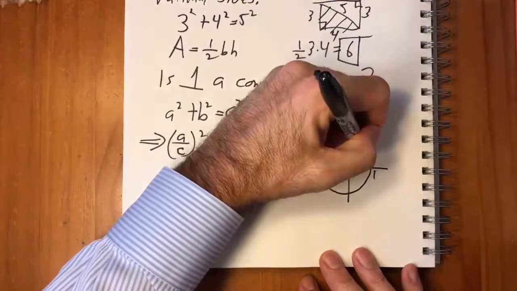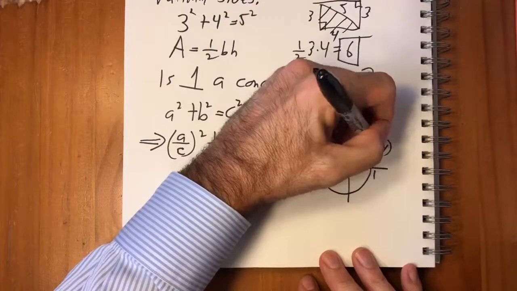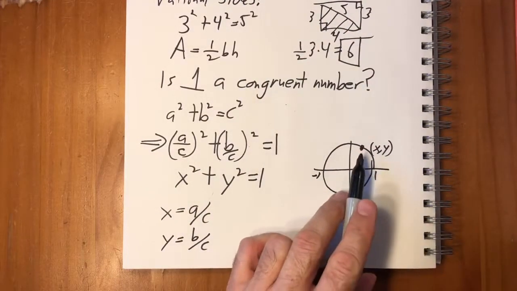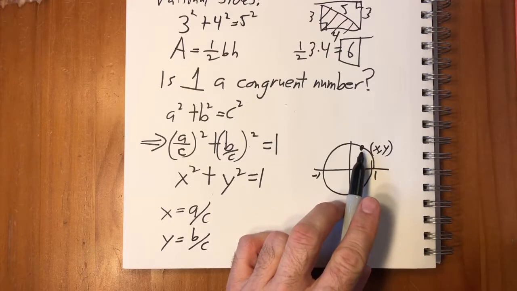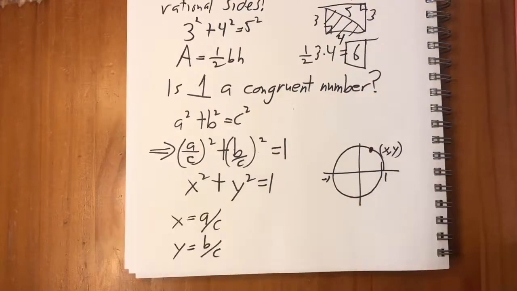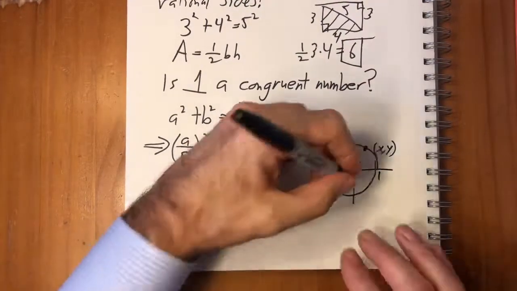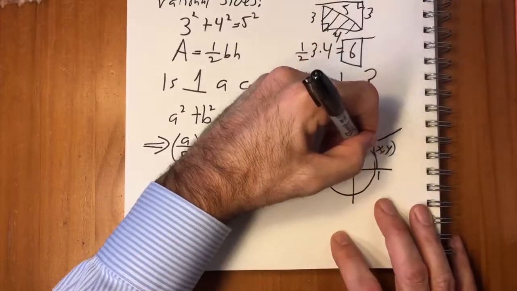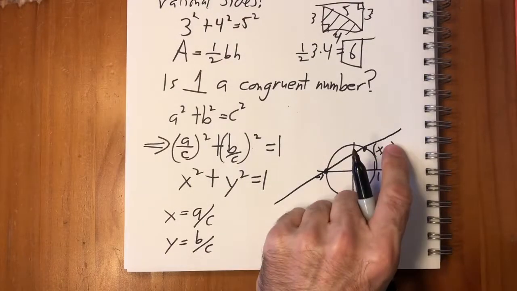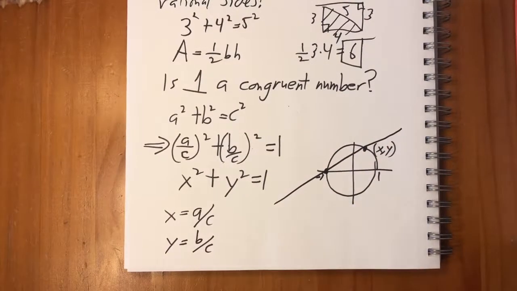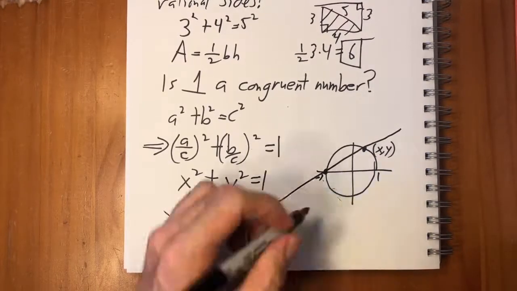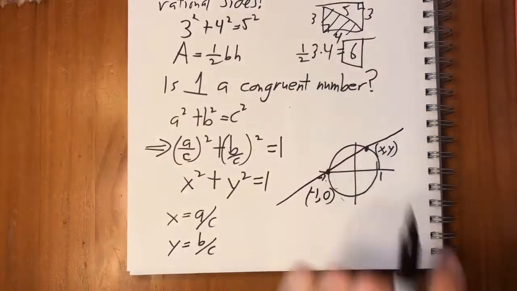So if we have a point x, y up here, then we're looking for points x, y that are rational, okay? If we draw a line through these 2 points, we have a line with some slope that intersects the circle in 2 places, at -1, 0, and at x, y, right?